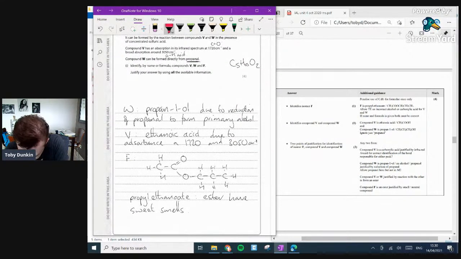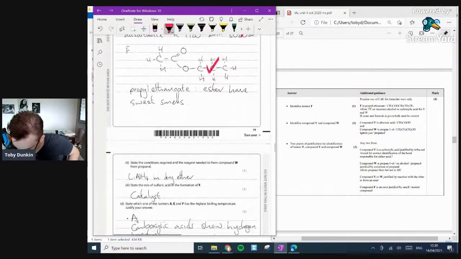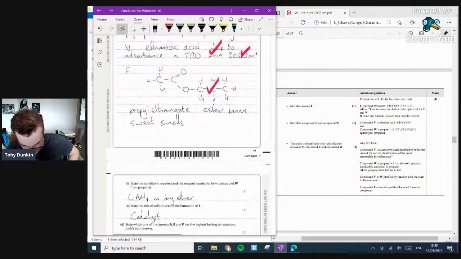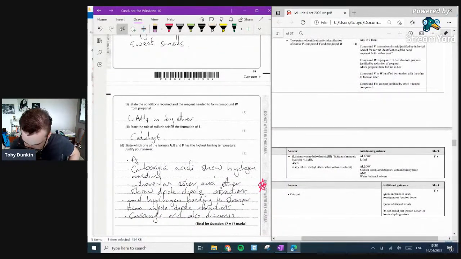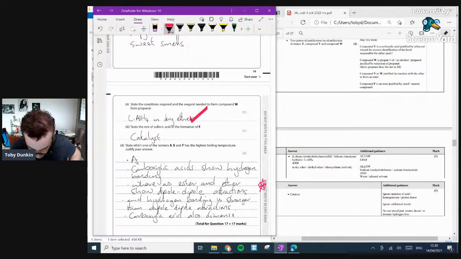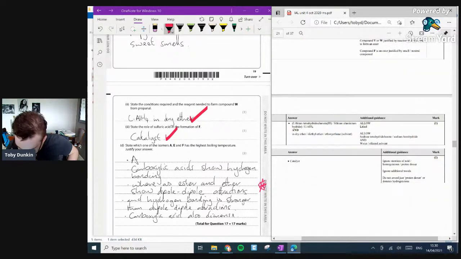So F is that guy. V is ethanoic acid, and W is propanol. Any two of the justification points are allowed: infrared spectroscopy, smell. Then dry ether, lithium tetrahydridoaluminate in dry ether. Catalyst, nice. Ignore any mention of homogeneous.